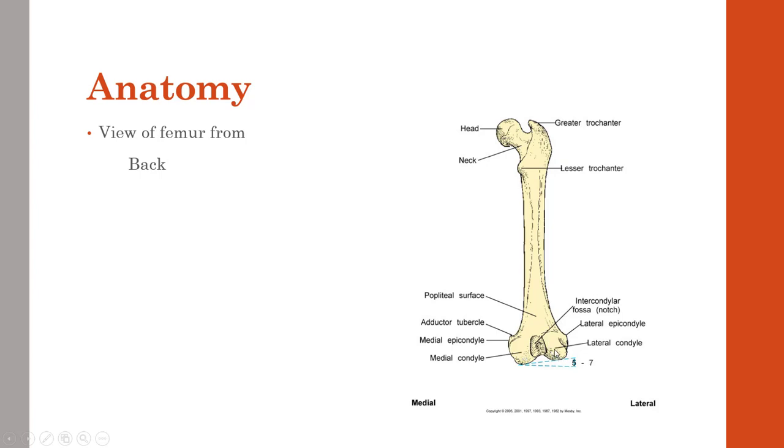Here you can see your lateral condyle, your medial condyle. Right above that is your medial epicondyle, and right above your lateral condyle sits your lateral epicondyle. The notch in the back is called your intercondylar fossa. Over here above the medial epicondyle is your adductor tubercle, and you also have right above that intercondylar fossa that popliteal surface.